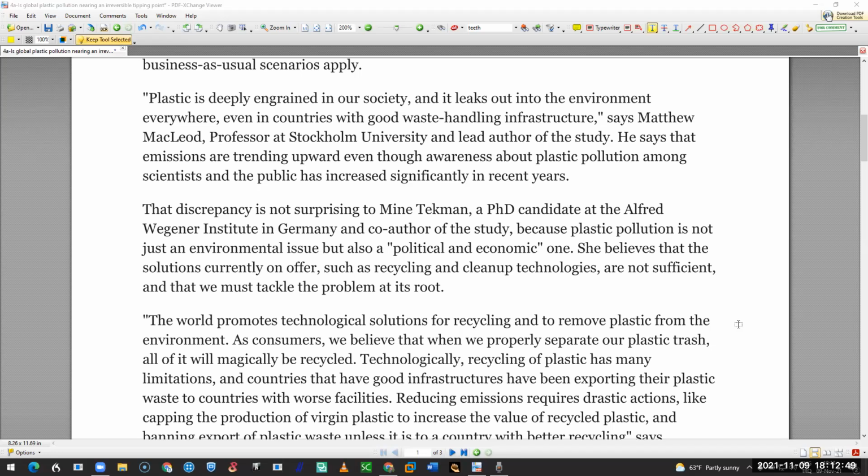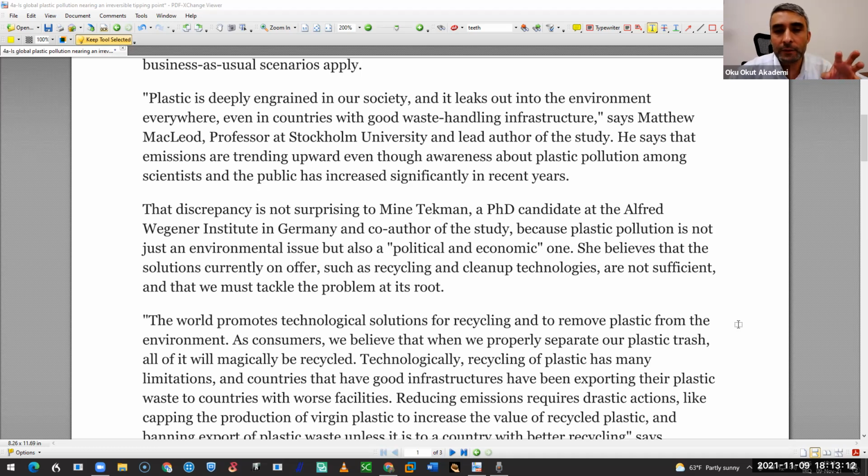We are using plastics in almost every step in our life. Yeah, that's right. So it's a part of our society, right? Yes, that's true. And it leaks out into the environment. So it's emitted all the time. People dispose of plastic and it's everywhere, okay?